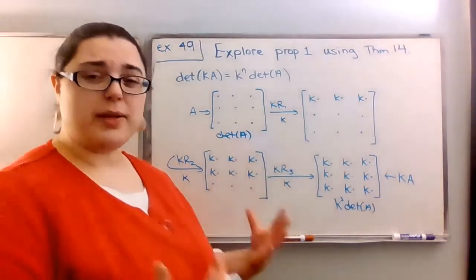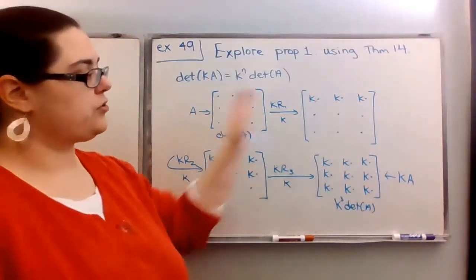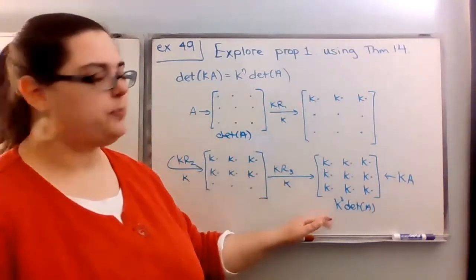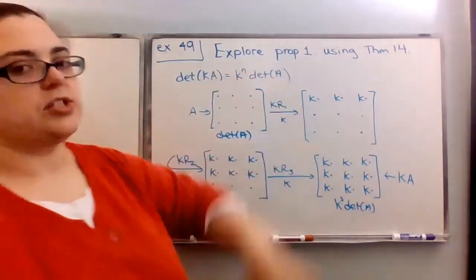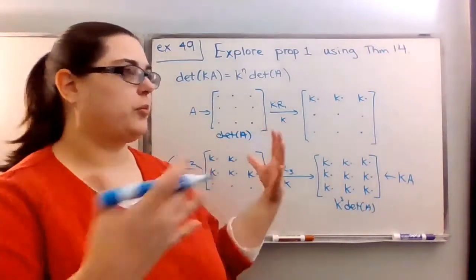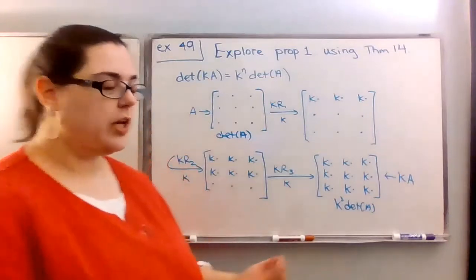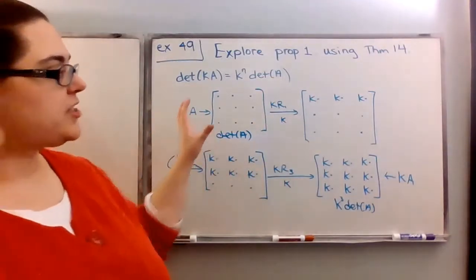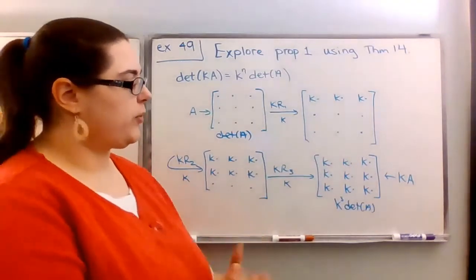So no matter how big your matrix is, you're essentially doing n of those row operations to each row. And that's why we're going to end up with K to the n times the determinant of A. So this isn't quite a formal proof, but it does give us a sense of how we would go about writing the proof, because we'd have to express this now in terms of an n by n matrix and how we would explore that.